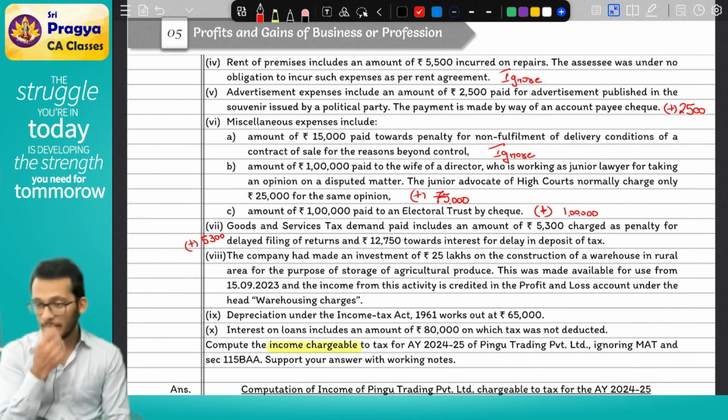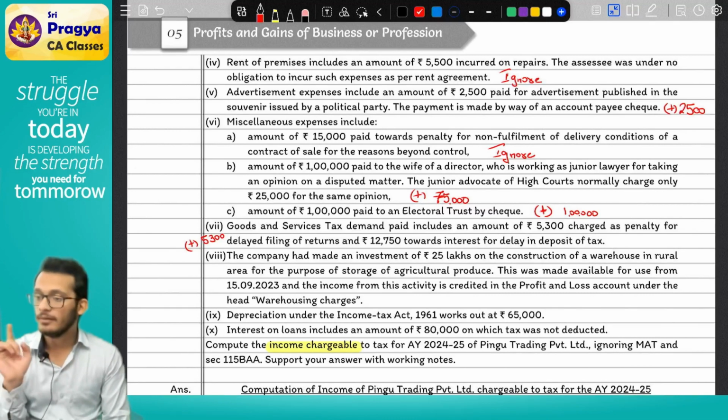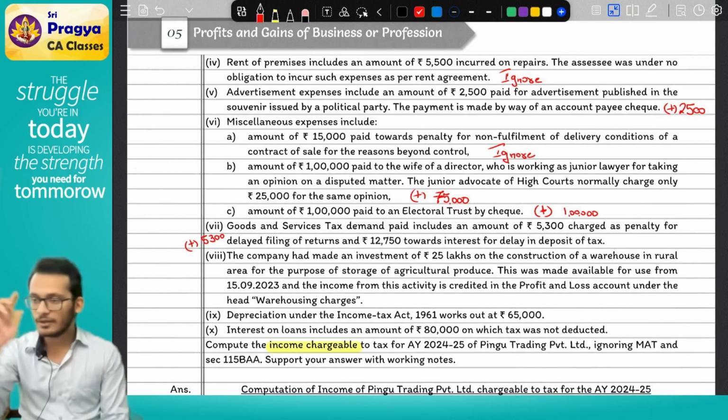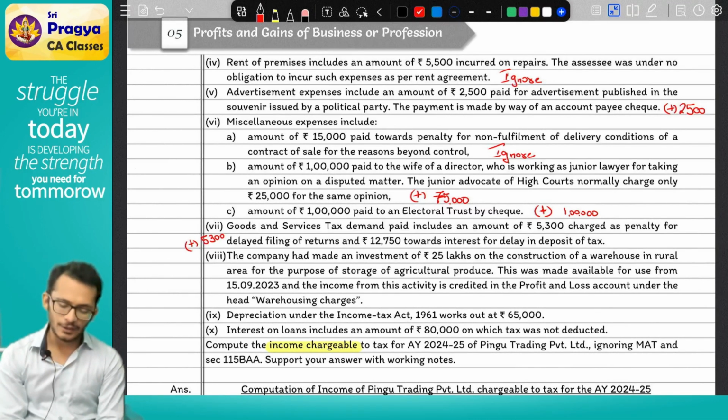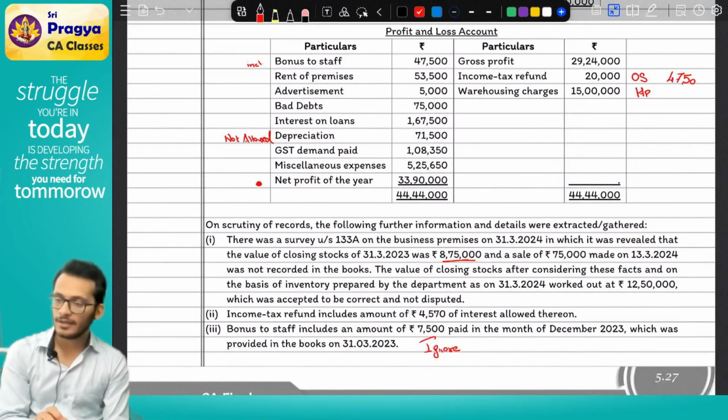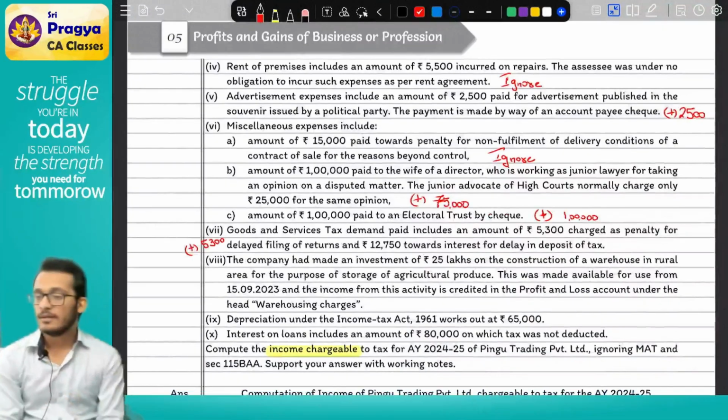No. What has happened is you have created a warehouse for storage of agricultural produce. This has been given to someone on rent, and you have earned a rent of how much? 15 lakhs. You've earned a rent of 15 lakhs for the storage. This is being charged under warehousing charges.